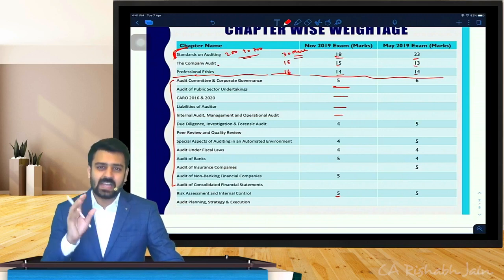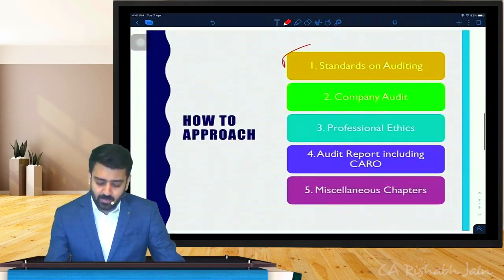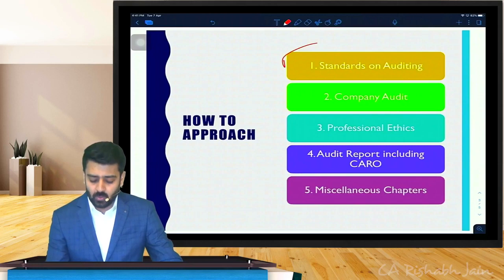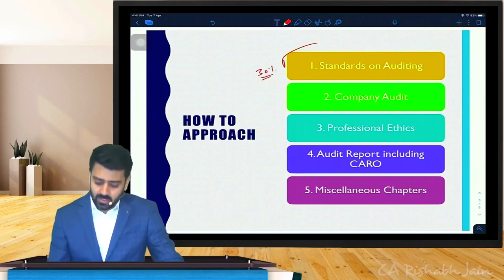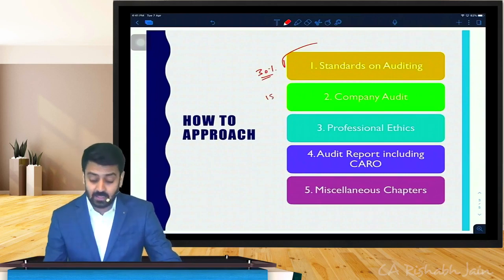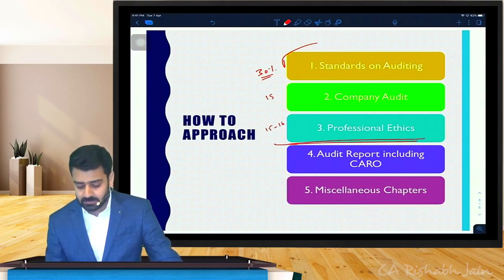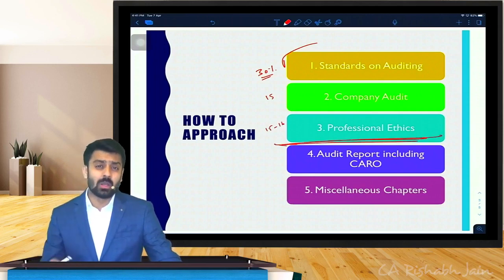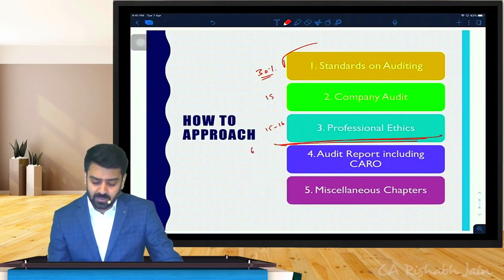The approach is to start with Standards on Auditing. This will give you comfort over 30% of the syllabus. Then move on to company audit, it will give you another 15 marks in your pocket. Professional ethics, still another 15 to 16 marks in your pocket. You'll realize by the time you reach here, you are almost sitting comfortably at 60% of the syllabus.